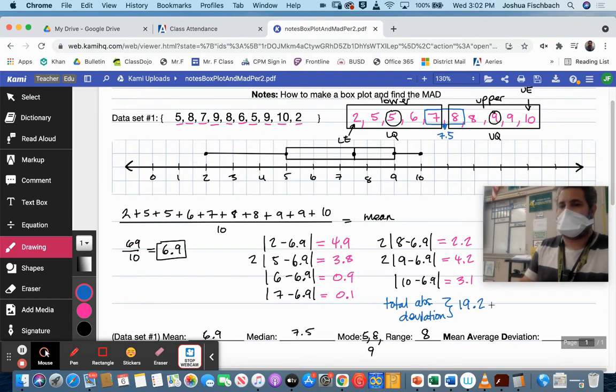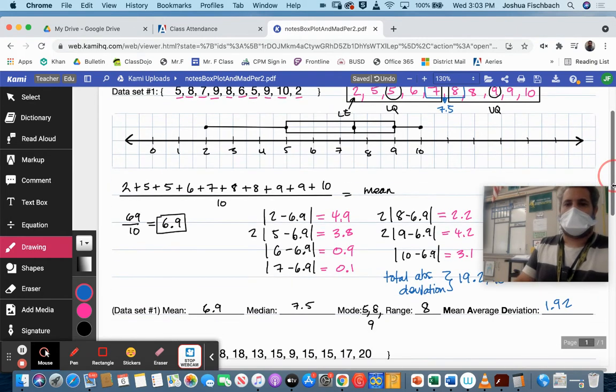Then you just got to take that and divide it by the number of deviations, which happens to be 10, right? Because there's 10 points of data. And so then you're going to get your MAD, which is 19.2 divided by 10, which is 1.92. So you're going to get 1.92 as your MAD. And that tells us that, on average, each of these values was 1.92 away from the mean of 6.9. Okay? So it's a measure of the spread of the data. And that's how you do it.